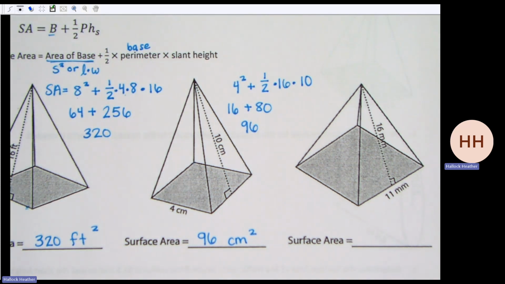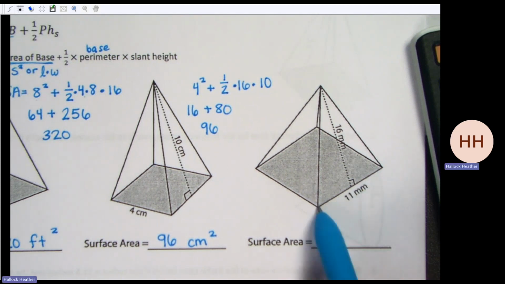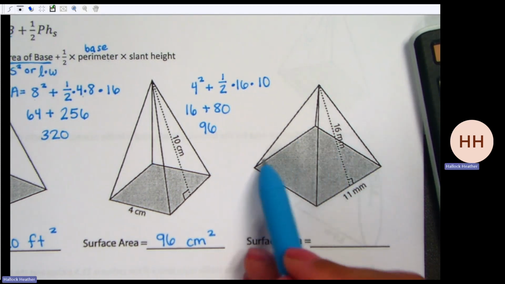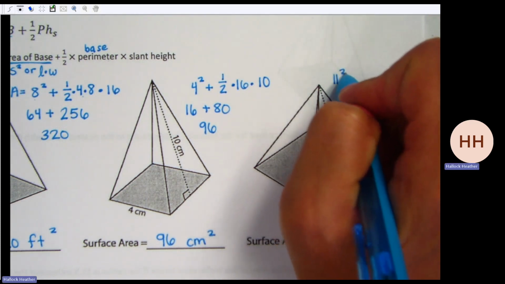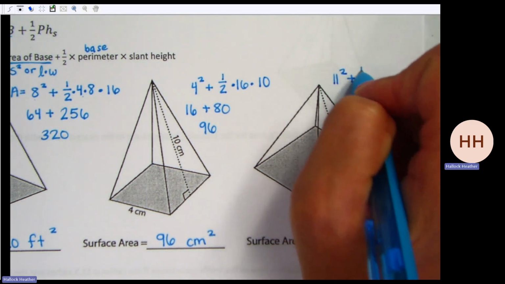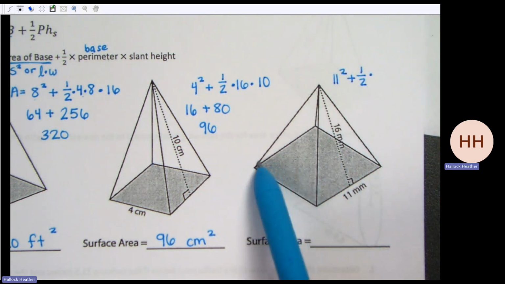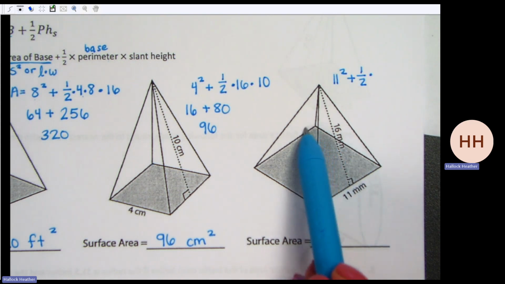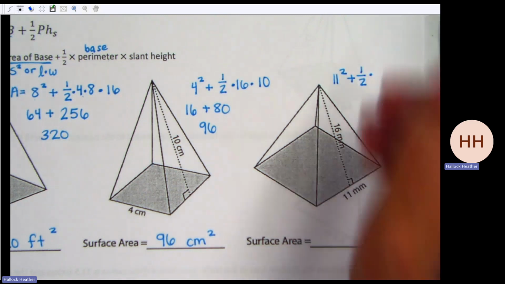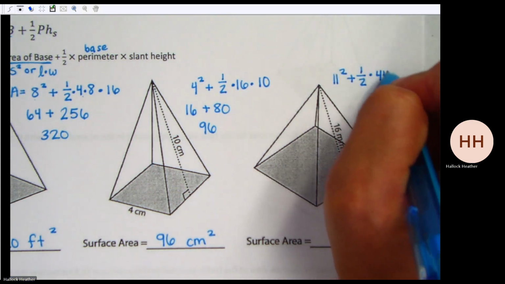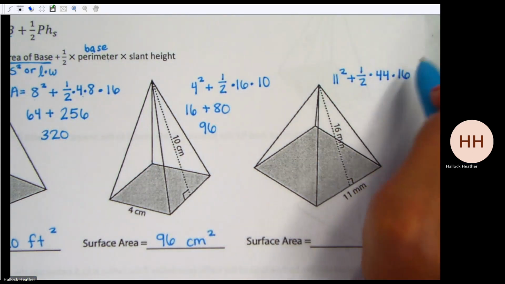Okay. So you're doing the area of the base. So length times width. It's a square, so you're doing 11 times 11, or 11 squared, plus 1/2 multiplied by the perimeter. Now, if it's a square, what's the perimeter of my base going to be? 44, because it's 4 sides that are 11. So I'm just going to put 44, multiplied by my slant height, which is 16.